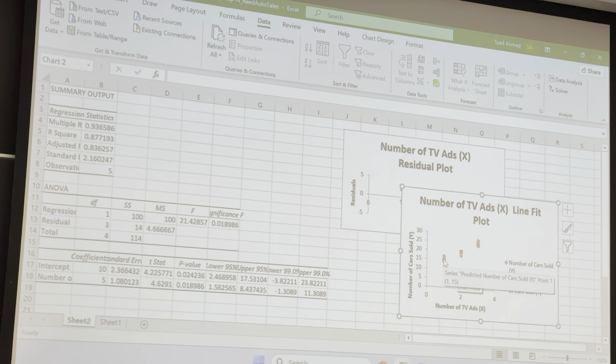It's a line fit plot, and we can see over here that the values are very close to this line. It's not that this is over here or that is over there. All the values are close, and the line fit is pretty good.